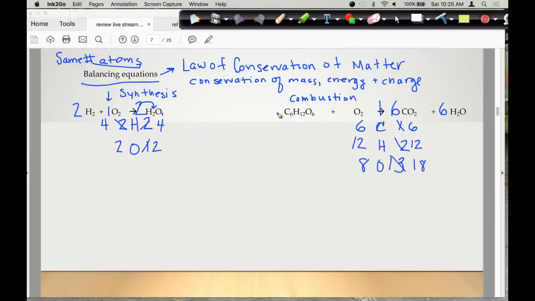I can't put a number here, because if I put a number here, that would take this out of balance. So I'm going to put a number here so that my 6 plus something equals 18. 6 plus 12 equals 18. So this coefficient becomes a 6. This is an understood 1. Now, when I add them all up, it's the same amount on each side. And for combustion, you're always going to do that. You're always going to do C's first, then H's, then O's.